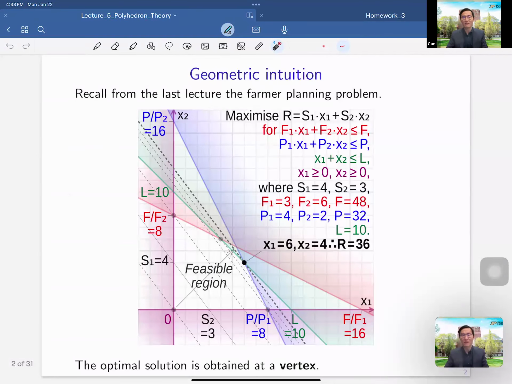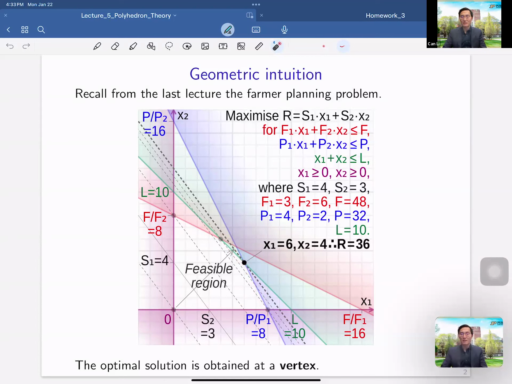Let me show a motivation of why we care about polyhedral theory. Remember, this is a figure from the previous lecture. We talked about the farmer's problem, right? The farmer is thinking about investing in either barley or wheat. And here are the constraints of this problem. It is essentially this region here, described by a polyhedral set, right?